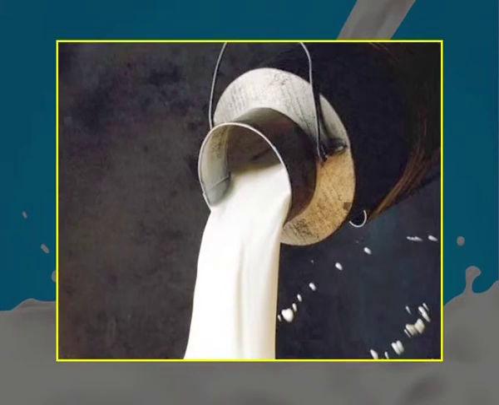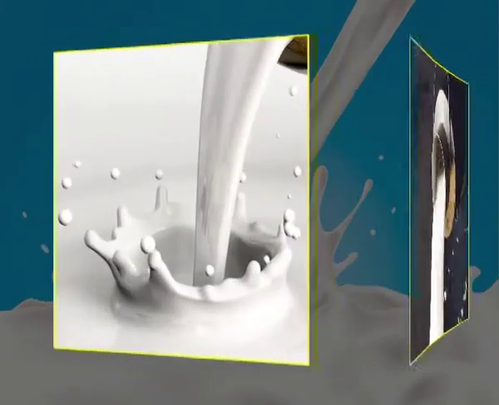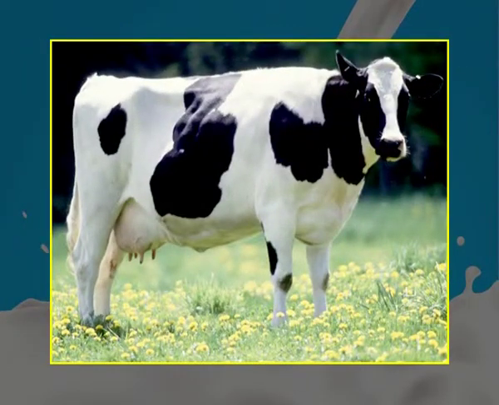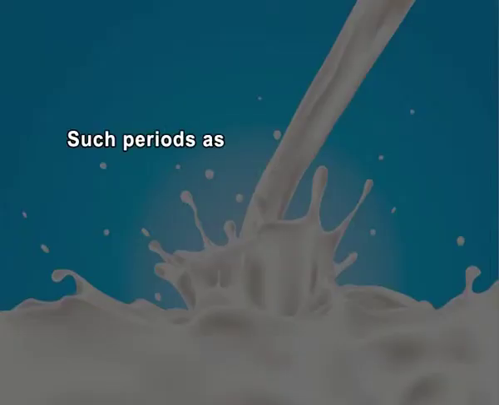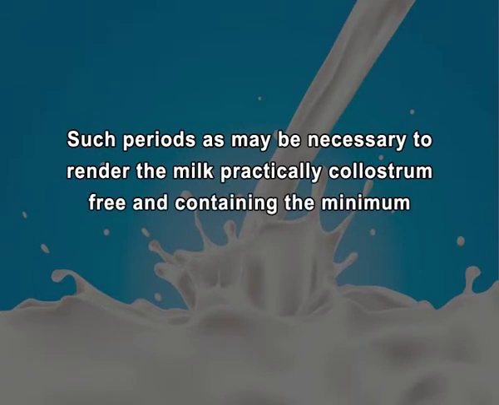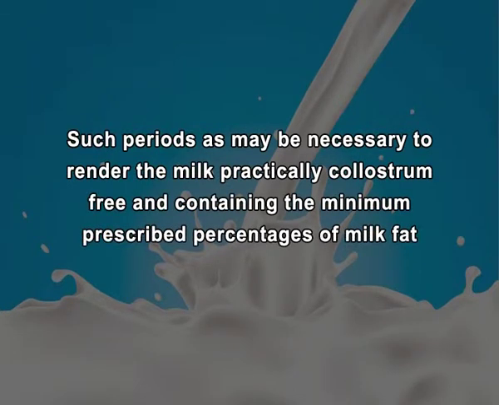Milk is the whole fresh clean lacteal secretion obtained by the complete milking of one or more healthy milch animals, excluding that obtained within 15 days before or 5 days after calving, or such periods as may be necessary to render the milk practically colostrum-free and containing the minimum prescribed percentages of milk fat and milk solids, not fat.